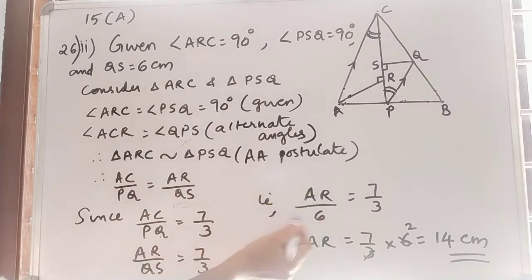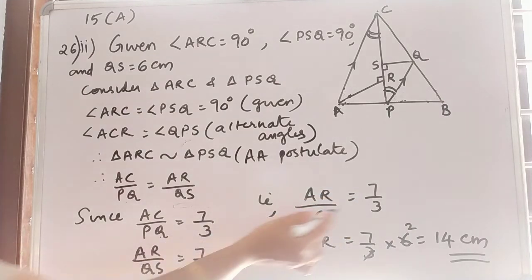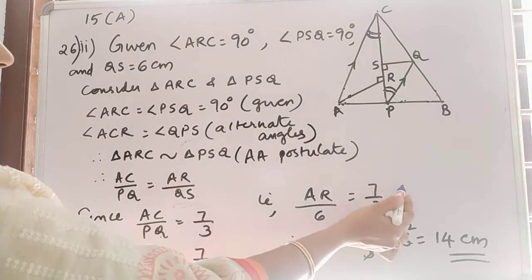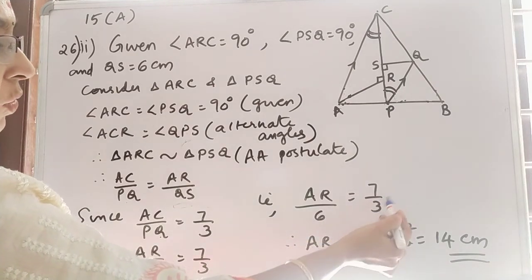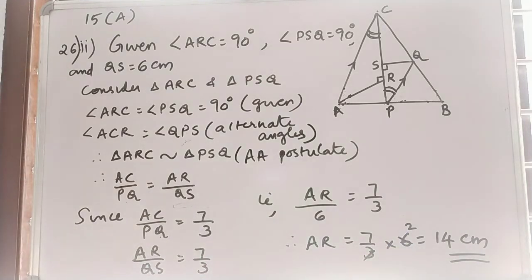Then AR divided by QS, QS is 6, it is there in the question. So replace QS as 6: AR divided by 6 is equal to 7 by 3. So AR is equal to 7 by 3 into 6. So 3 and 6, 2 times 7, 14 centimeter. Okay.